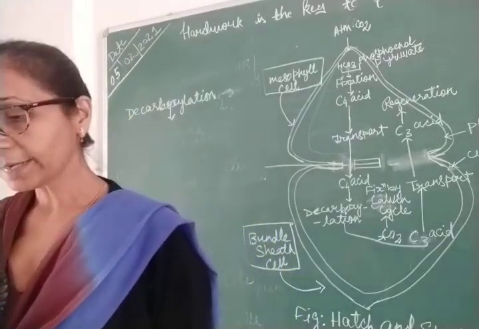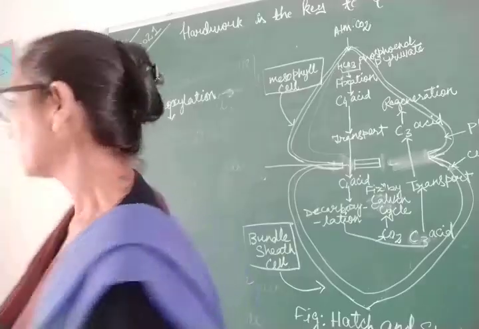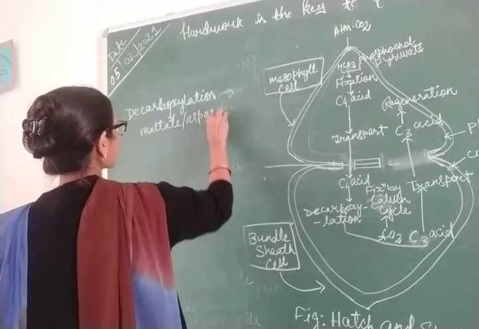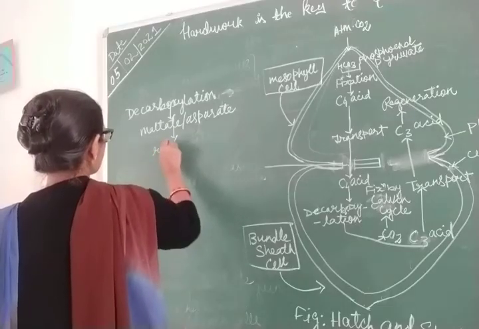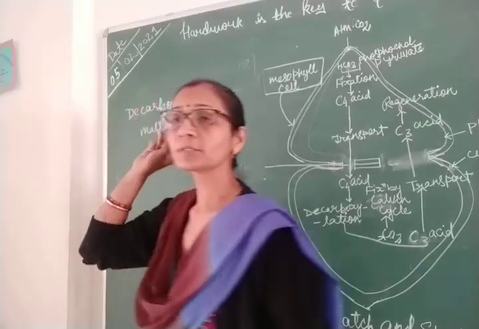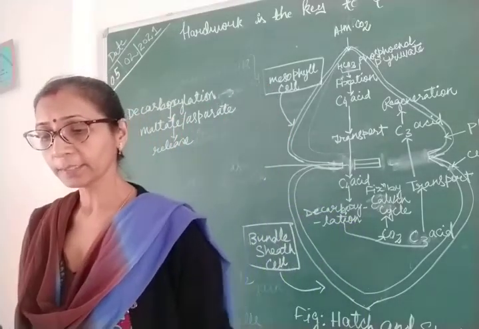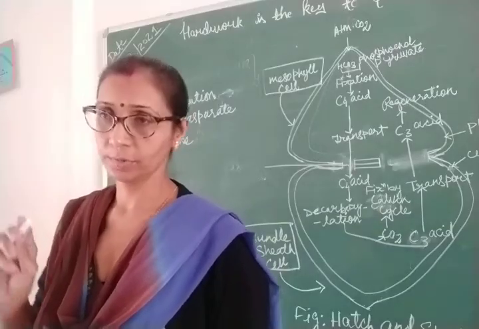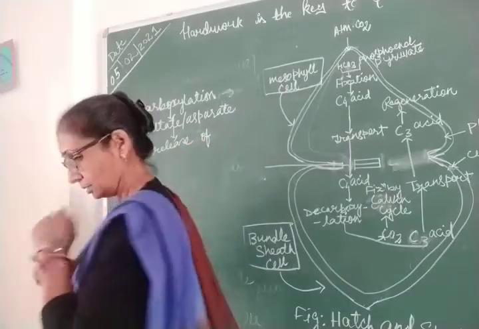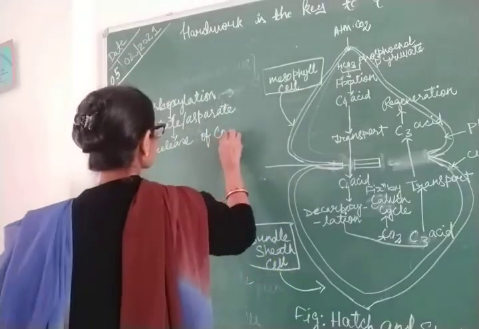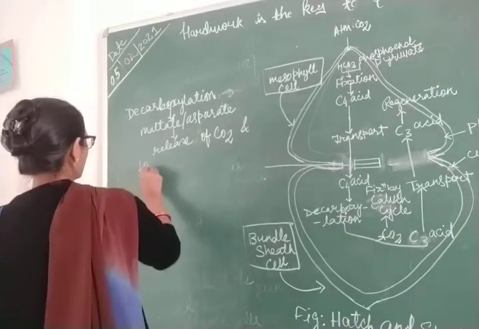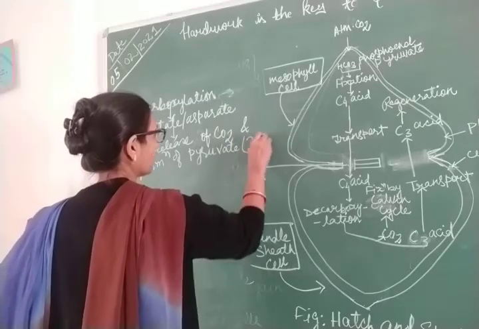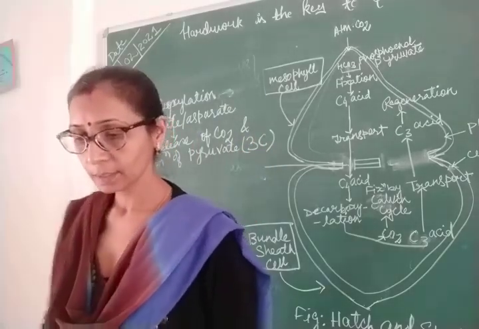During the process of decarboxylation, malate or aspartate breaks down by the release of carbon dioxide and formation of pyruvate. Pyruvate is a 3-carbon compound.